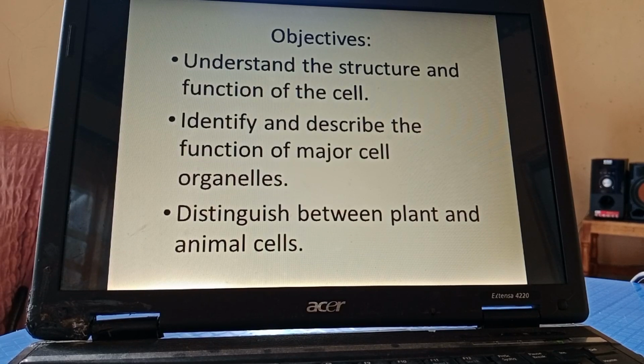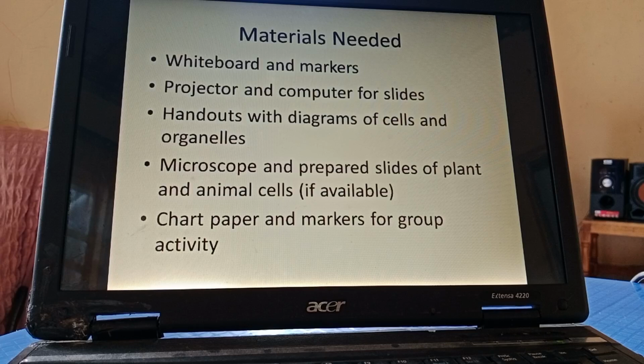Objectives. Understand the structure and function of the cell. Identify and describe the function of major cell organelles and distinguish between plant and animal cells. Materials needed: a whiteboard and markers, projector and computer for slides, handouts with diagrams of cells and organelles, microscope and prepared slides of plant and animal cells if available, and finally chart paper and markers for group activity.